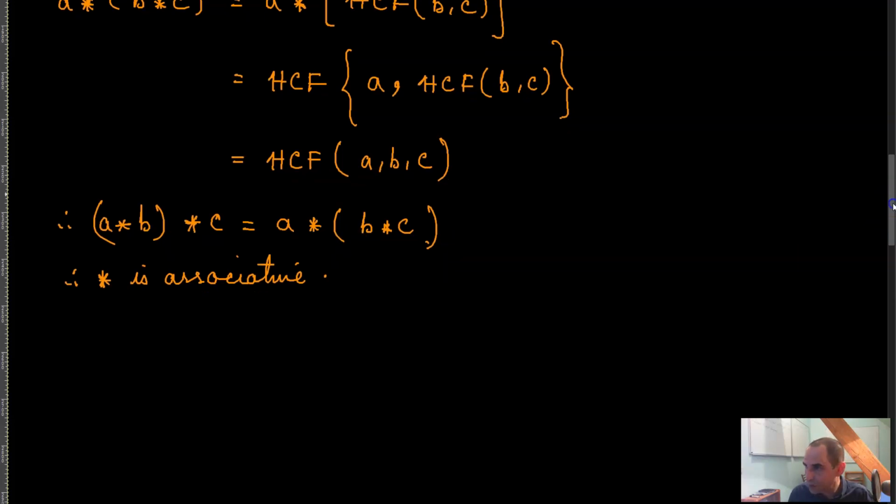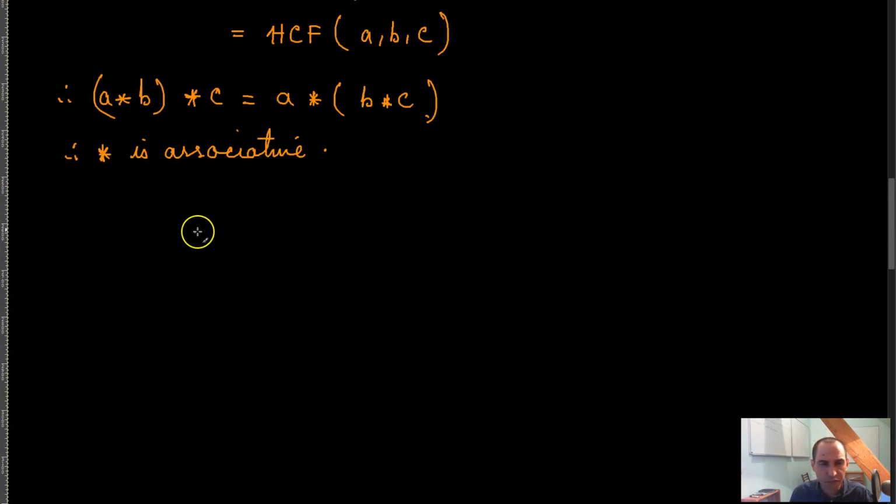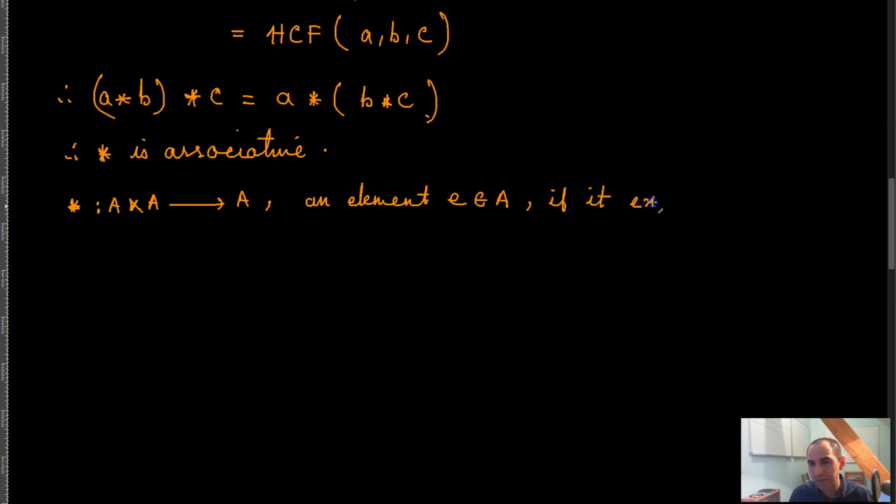So what this means is that suppose you have some binary operation star on a set A. Then in this case, an element E belonging to A, belonging to the same set, if it exists, is called the identity for the operation star.